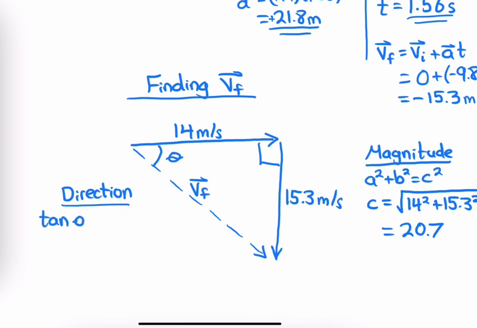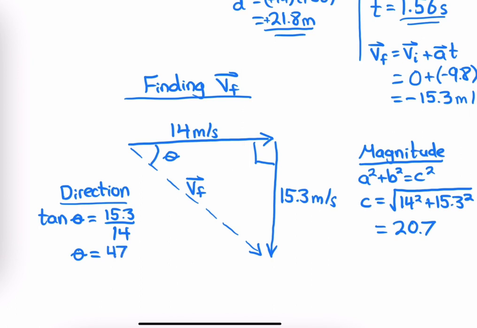Tan of theta equals opposite over adjacent. So 15.3 over 14. I inverse tan both sides, and that gives me that theta is equal to 47.5 degrees.